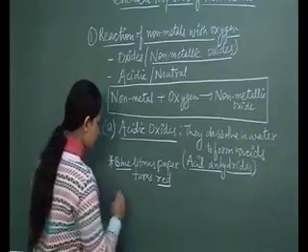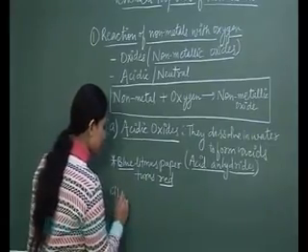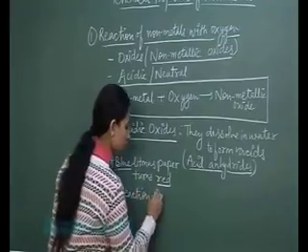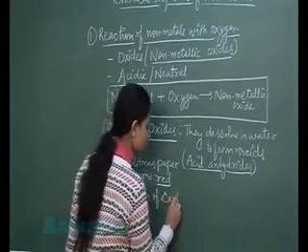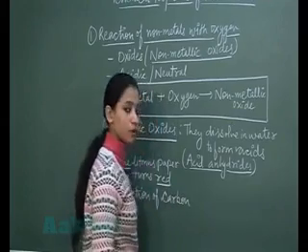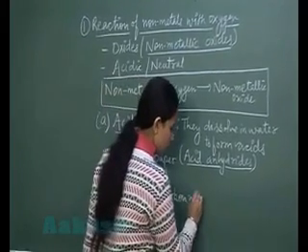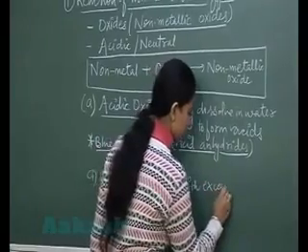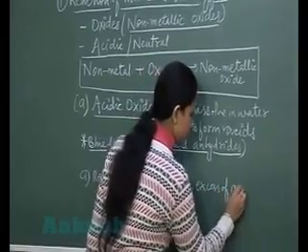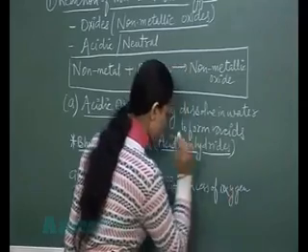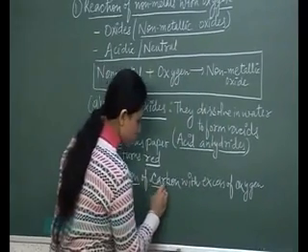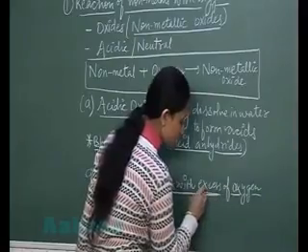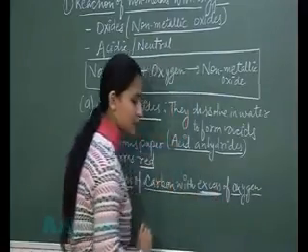Now let us take certain examples. First of all, reaction of carbon, which is a nonmetal, with excess of oxygen. Here we will study two conditions of reaction of carbon with oxygen. First of all, the condition when oxygen is present in excess.